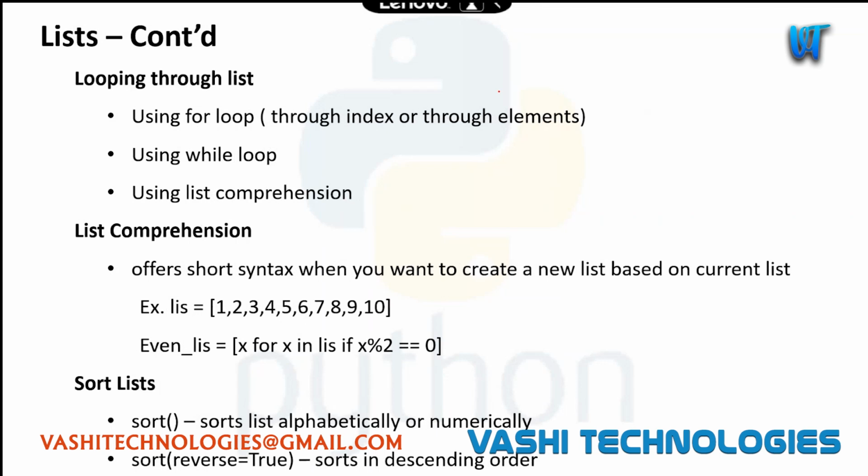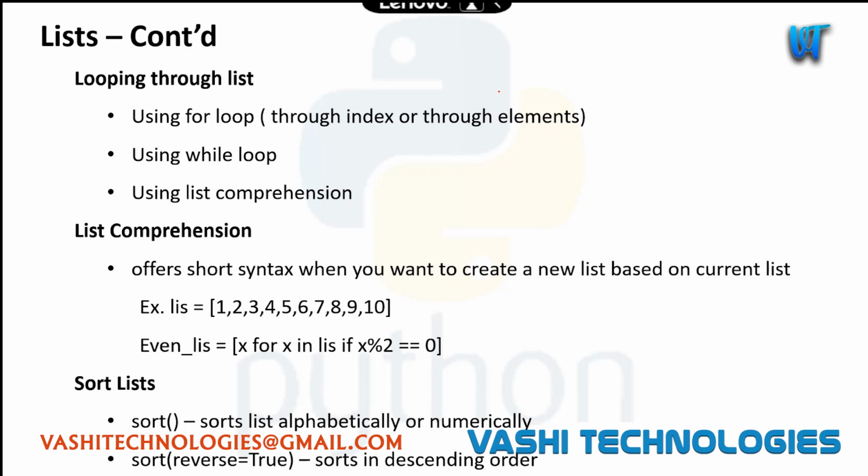Now, looping through a list. Same as with a string, we can use a for loop or a while loop to loop through the list. We can just write for item in list, print item, or else for index position in range of index, print list of i. Same with a while loop: we can loop through the list one by one. While true, print list of item.